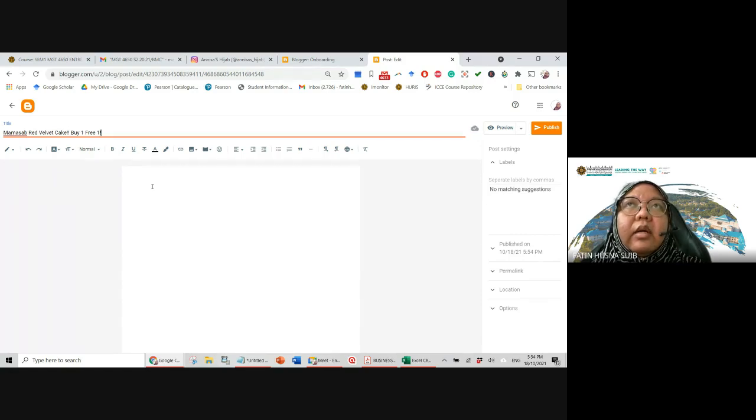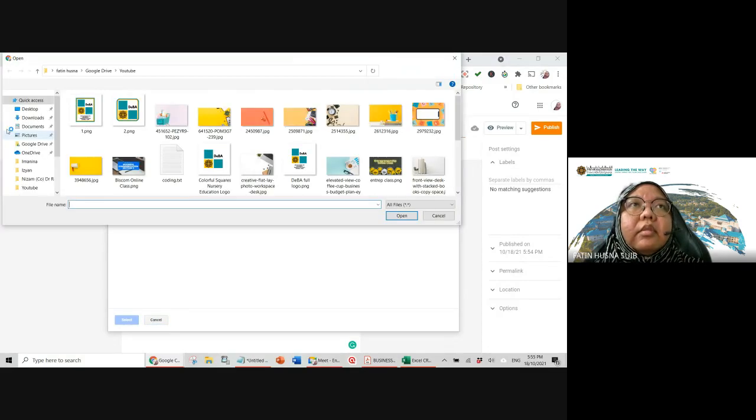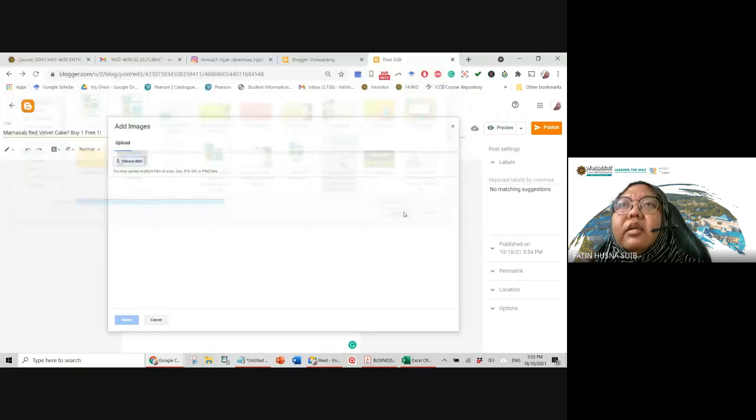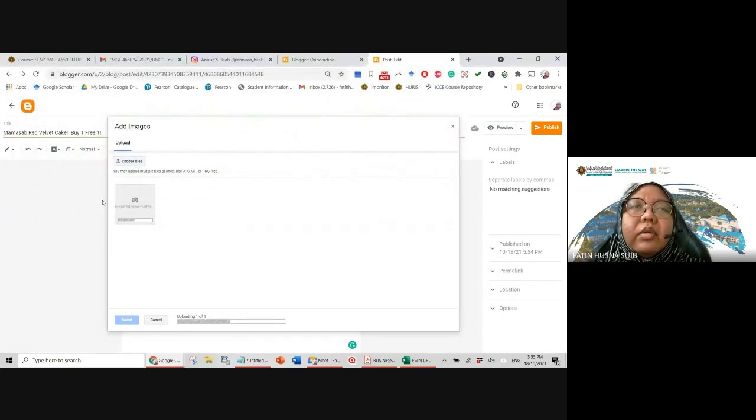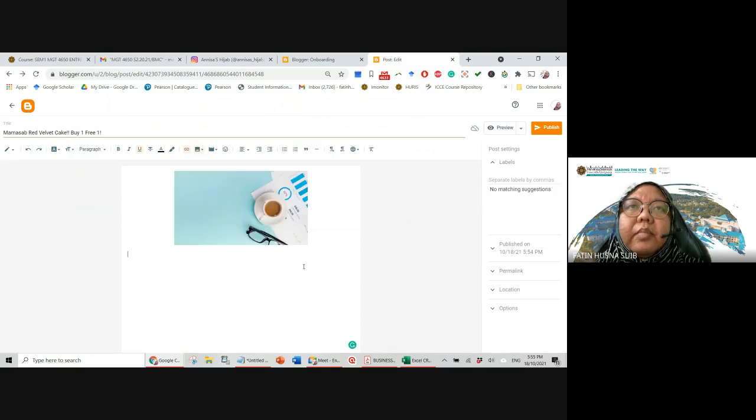So you can put anything. When it comes to the post, I don't have any restriction on what kind of thing you want to share, but I want to teach you some tricks. You can put here insert image, for example, upload from computer. You can choose files, for example, like this one. This is just an example. You choose your product image, and then you click select. You can make it big, large, or extra large. It depends on you. And then you can put something else.